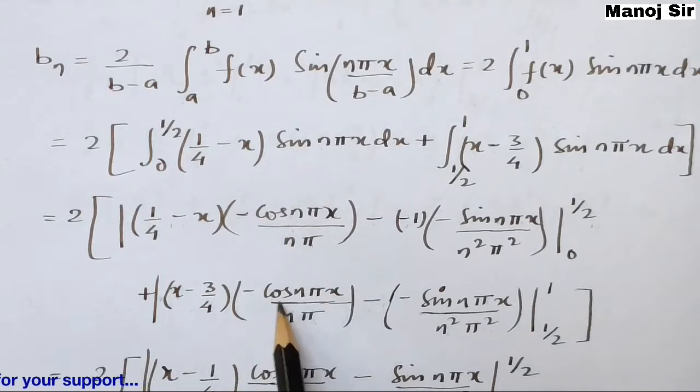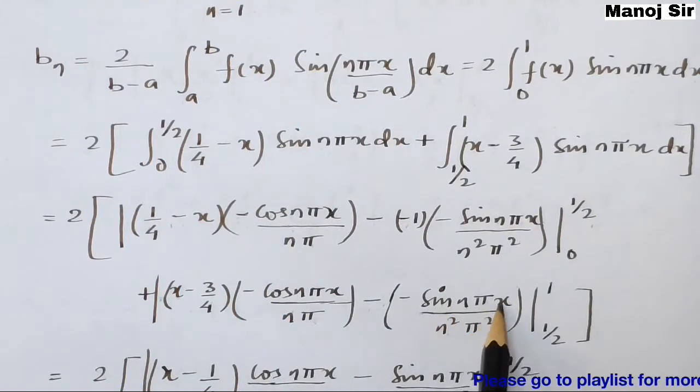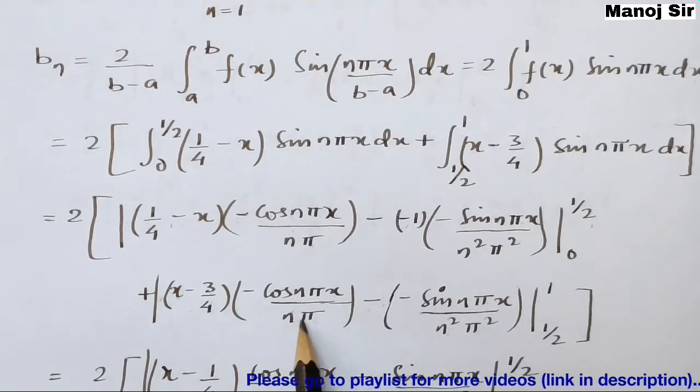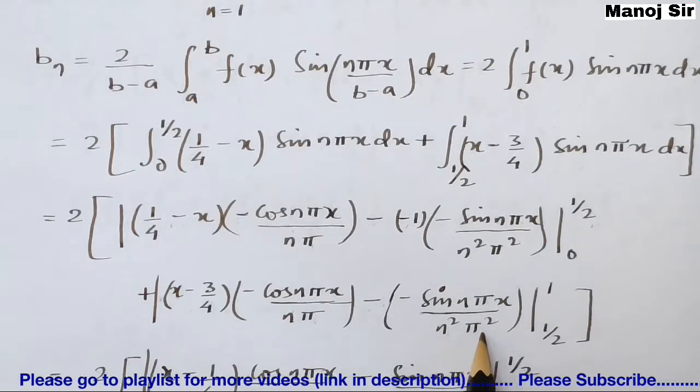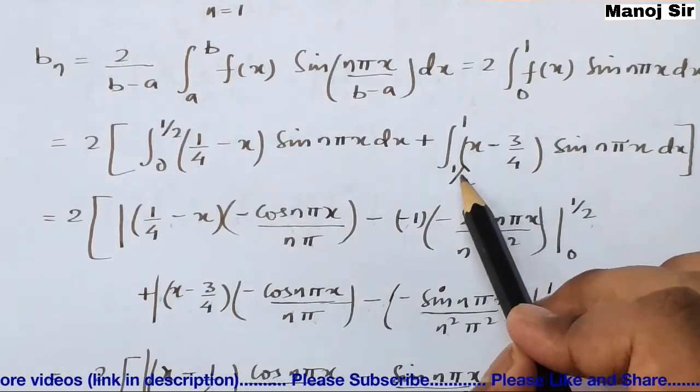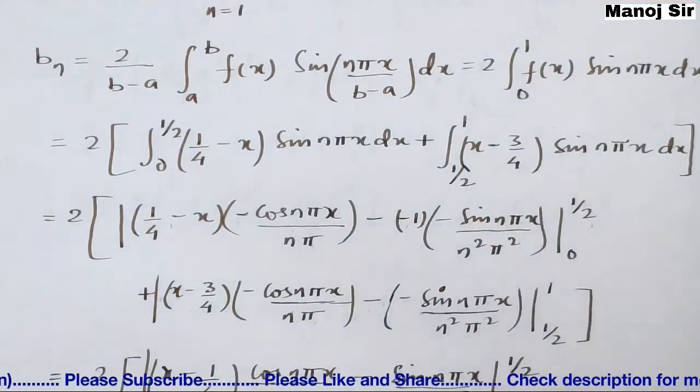That is, integration of this part, the negative as it is. Integration of cos will become sine, so sine n pi x upon n pi, and already we had n pi, so n pi into n pi will become n square pi square. Now here the limit is from half to 1.